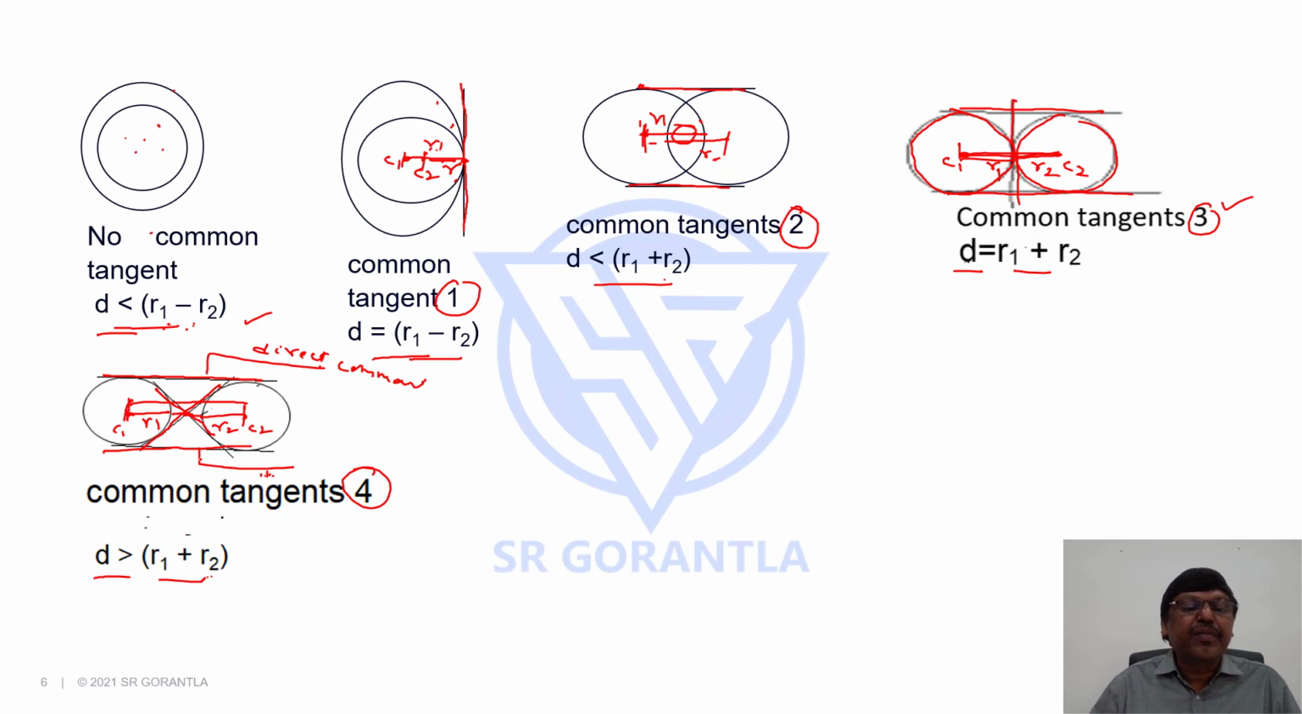These two are called direct common tangents. This middle one, see this one, these two are called transversal common tangents. What is the difference between direct common tangent and transversal common tangent?